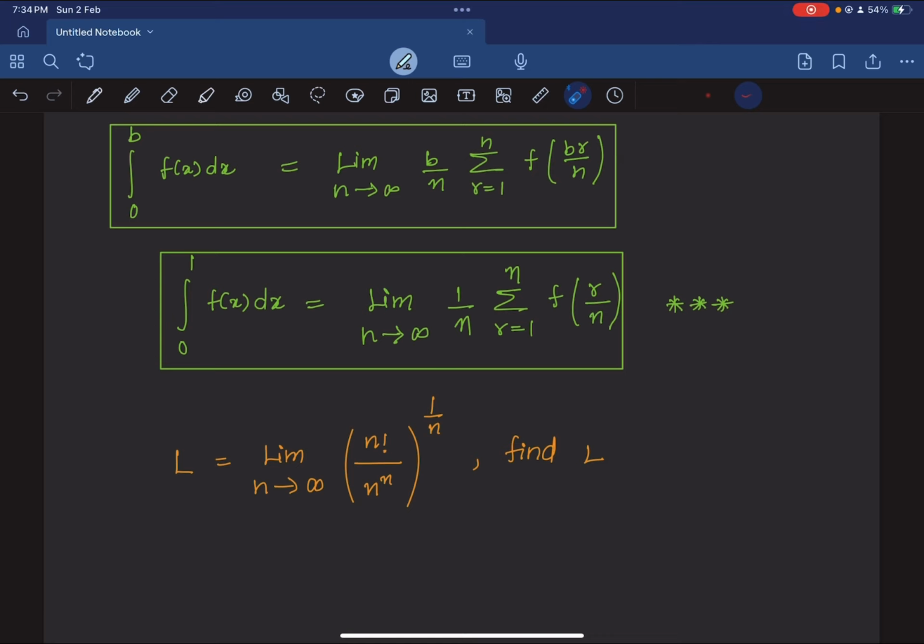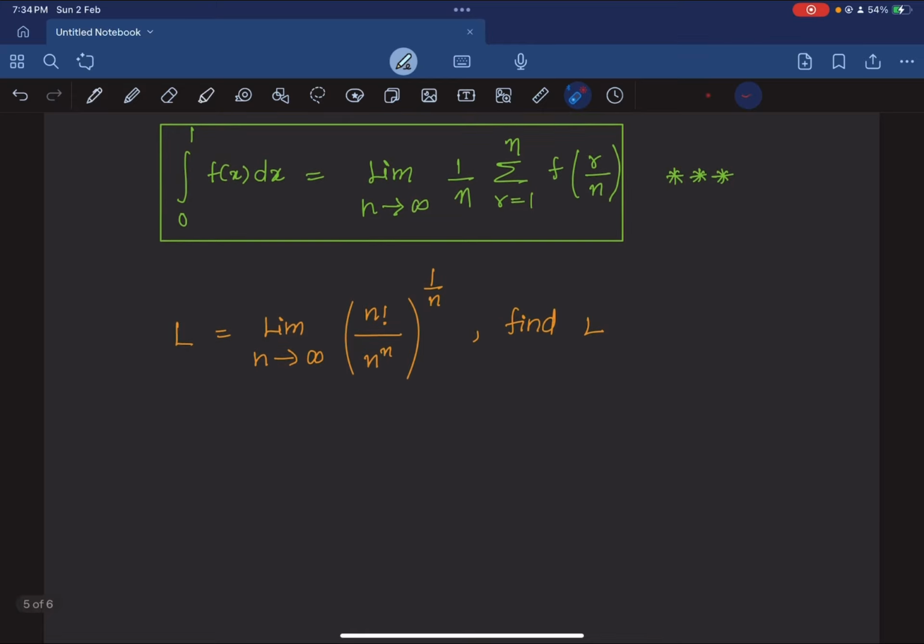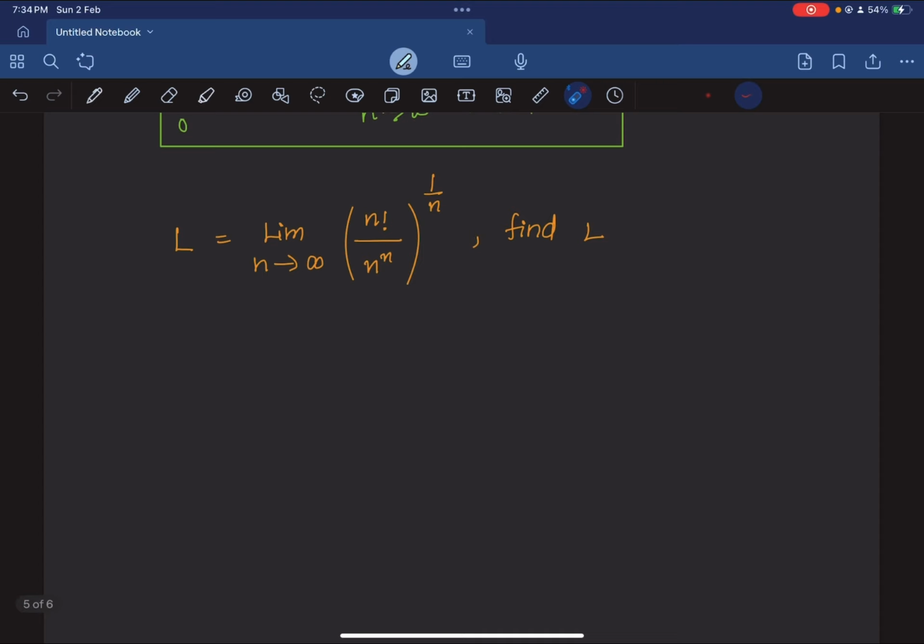Now if you compare this limit with the earlier limit, you don't have any summation in this limit. So this limit does not look anything like the result that we have derived. Let us see what we can do about it. Let us see how to convert this limit into this format. Okay, let us go ahead.